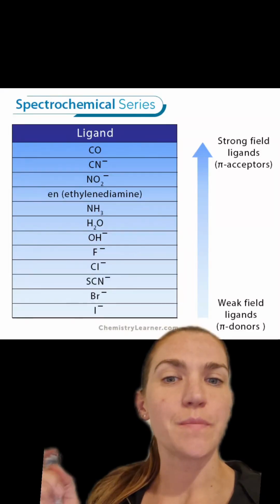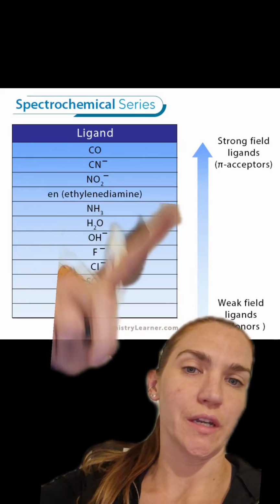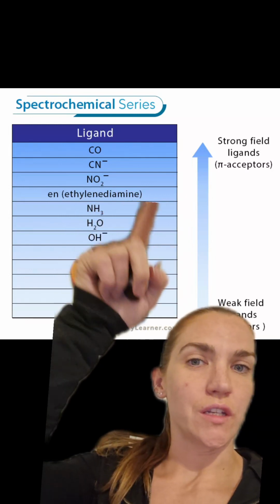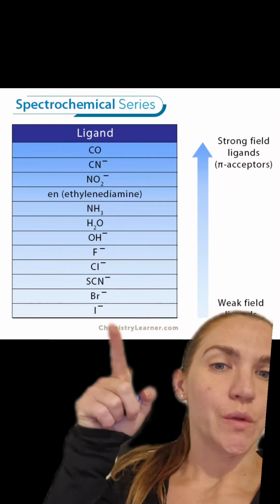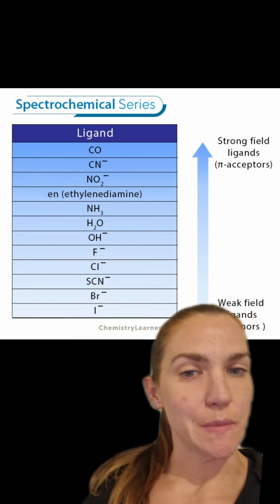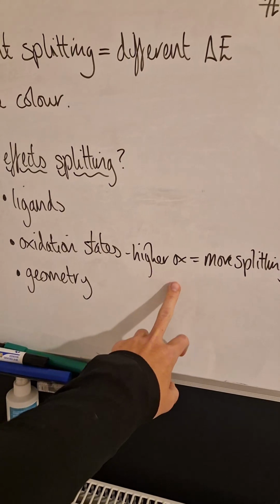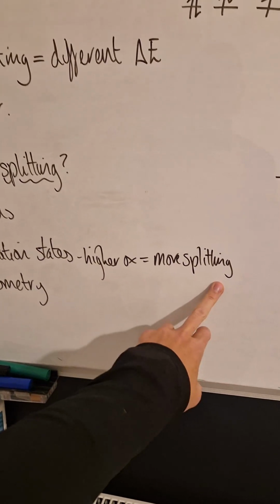The splitting happens as a result of the repulsion of electrons around the central metal ion. So the way I think about it, the more negative charge that's coming towards the ion, the more repulsion you're going to get. The spectrochemical series can help you with working out the degree of splitting that different ligands cause. The strong field ligands are the ones that cause more splitting, whereas the weak field ligands cause less splitting. Oxidation state also affects the degree of splitting, and generally, higher oxidation states cause more splitting.